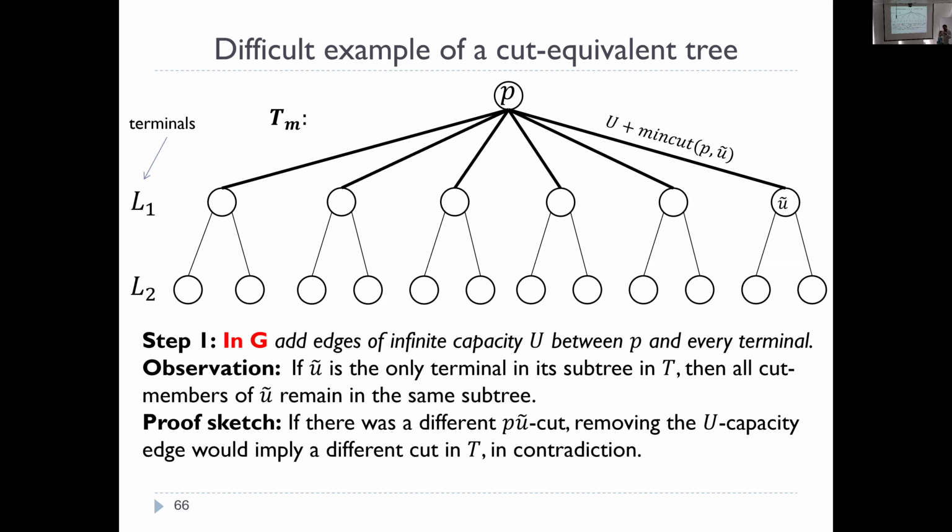Again, in the version that I'm going to prove, or show you the proof sketch, I need to tell you what are the log n max flows that you should run in order to solve this difficult example.